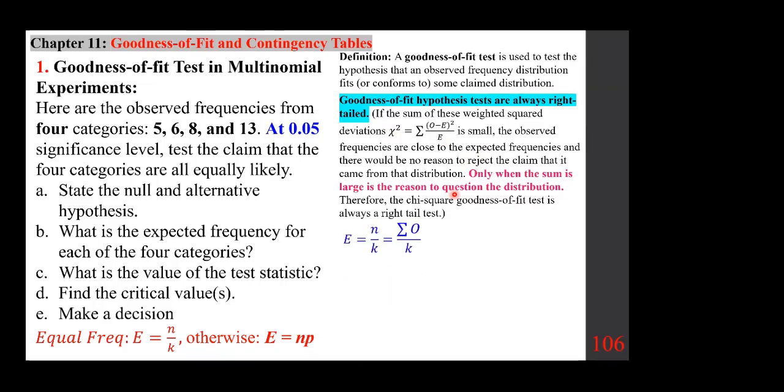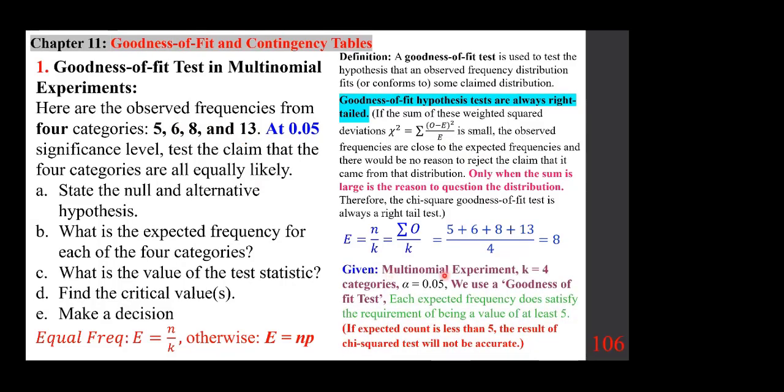Now, E is n over k, the summation of observed values over k. If they are equally likely, that means they should happen with the same frequency or the same proportion, if you will. Add them up, divide by however many categories, in this case 4, and we end up with 8, which means what?